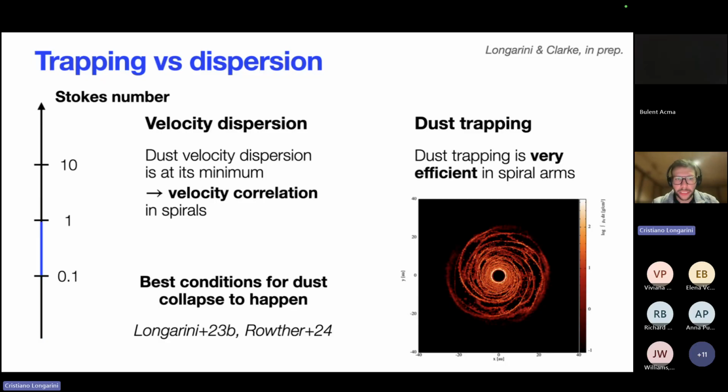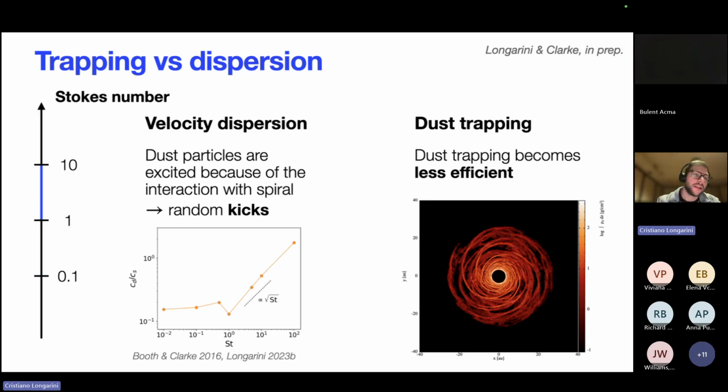Then we have the most interesting regime, which is between Stokes 0.1 and Stokes 1. Here, the velocity dispersion is at its minimum because the aerodynamical coupling with the gas is strong enough to create correlation in the motion of dust particles inside spiral arms. And that's why the velocity dispersion is really low here. As for the dust trapping, this is the Stokes number regime in which dust trapping is most efficient, and we collect dust grains very efficiently inside spiral arms. And so these are the best conditions, at least in theory, for dust to directly collapse inside these structures.